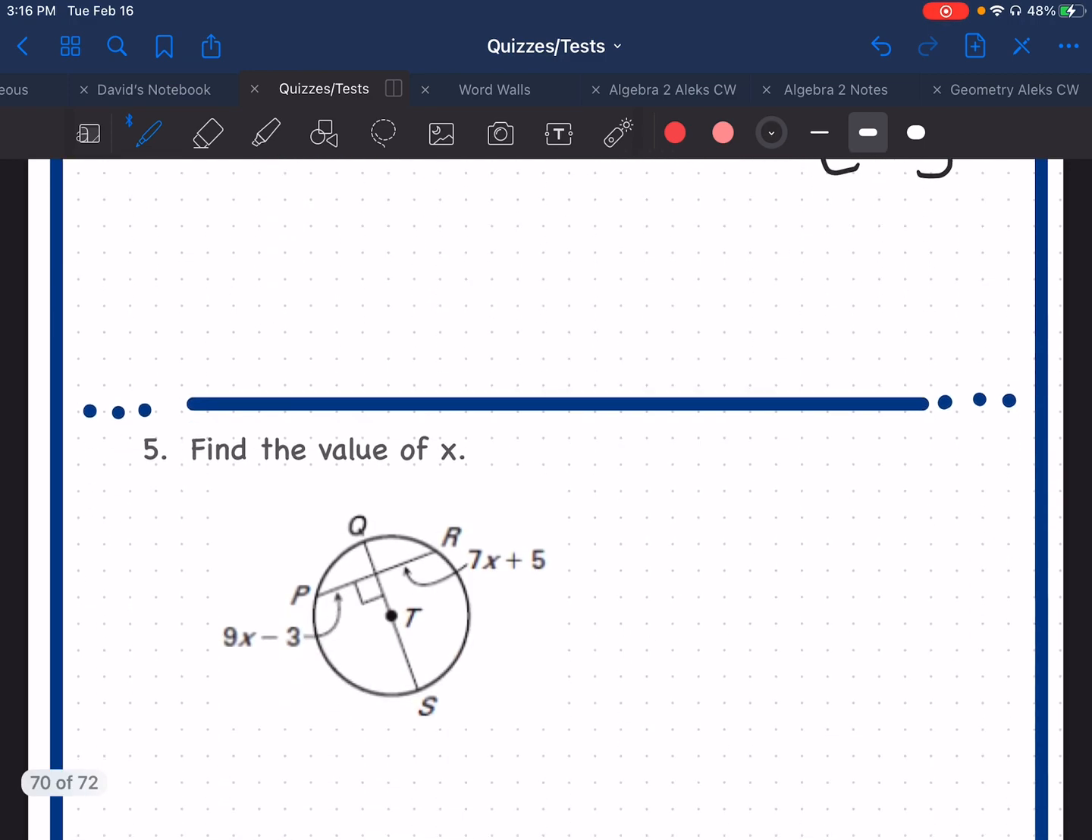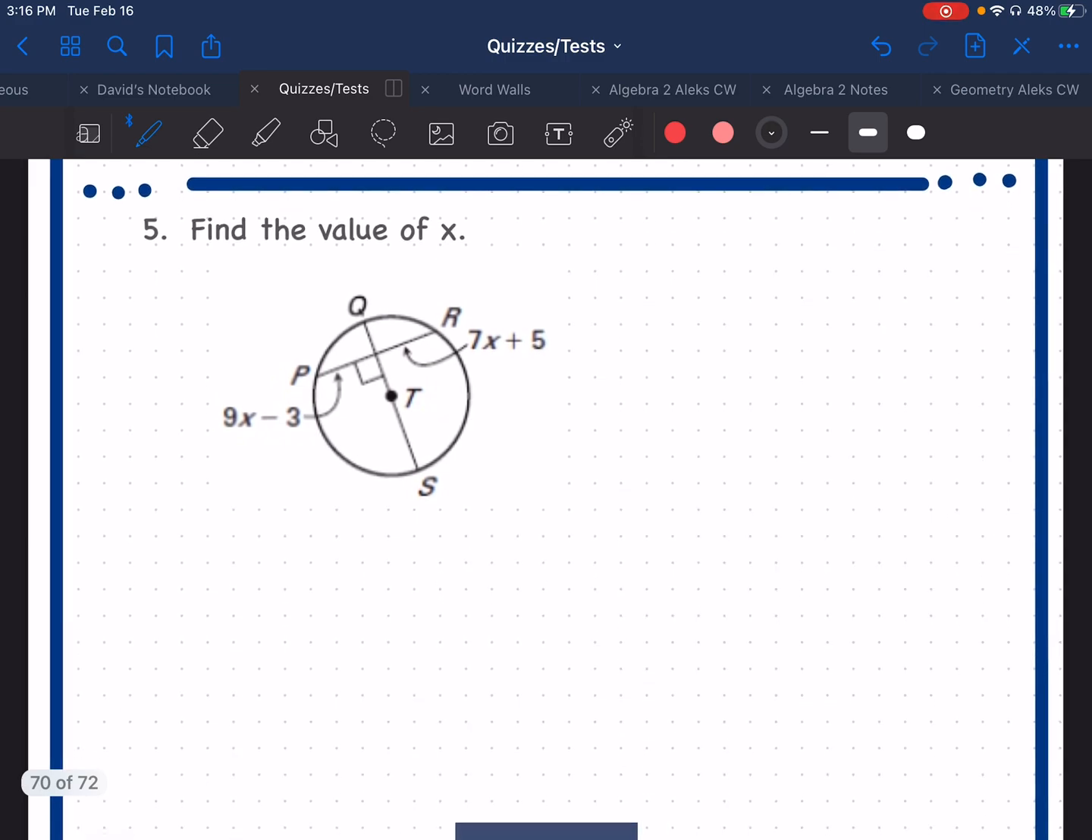All right, the last question on your quiz today is going to look something like this. Now remember, when we see a diameter that is perpendicular to a chord, these two pieces of the chord are congruent. That's what the theorem says. So P to this point right here is equal from R to that point right there at the 90 degrees, which means all I have to do is say 9x minus 3 equals 7x plus 5.